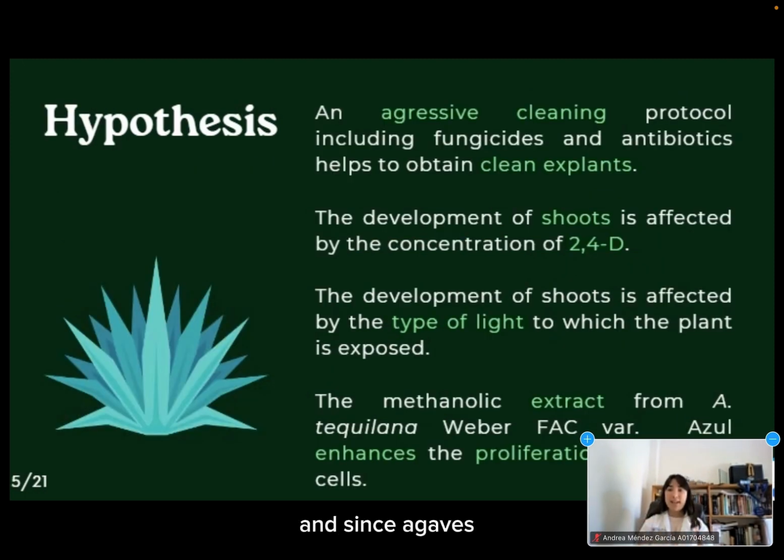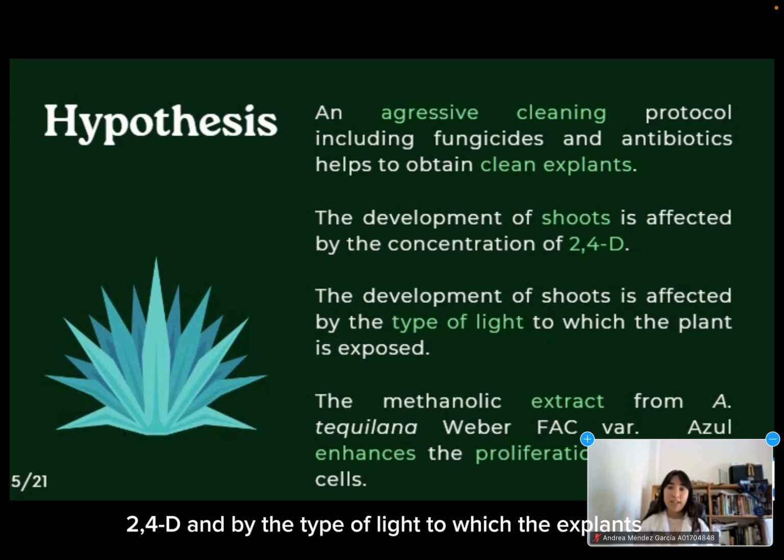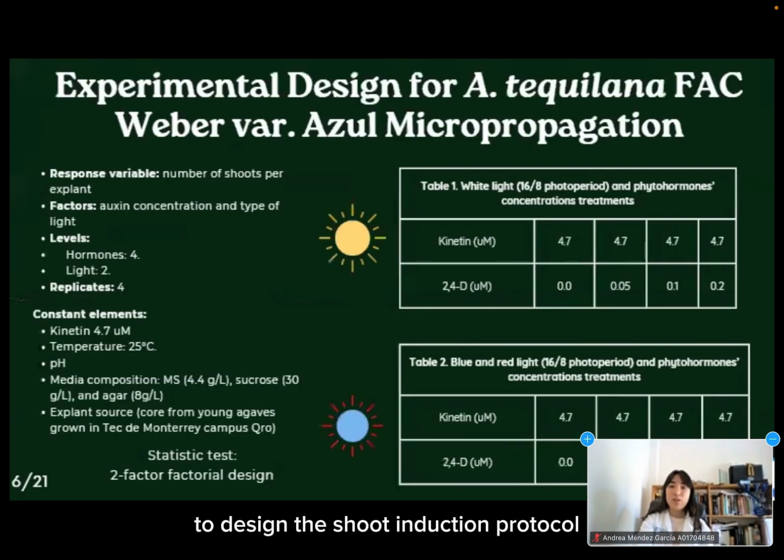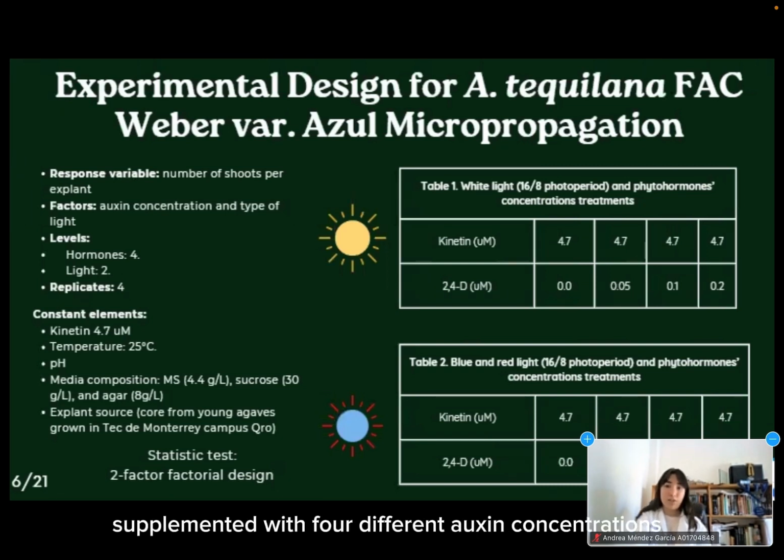We hypothesized that since agaves are plants that harbor a great amount of microorganisms, only an aggressive cleaning protocol with fungicides and antibiotics would work to obtain clean explants. Also, the experimental design was based on the hypothesis that shoot formation is affected by the concentration of 2,4-D and by the type of light to which the explants are subjected. Finally, since the extract from agave tequilana was abundant in sugars, it was expected that it would promote the proliferation of cells.